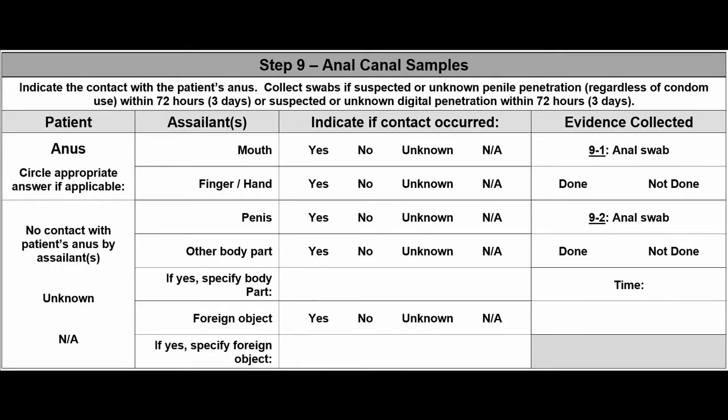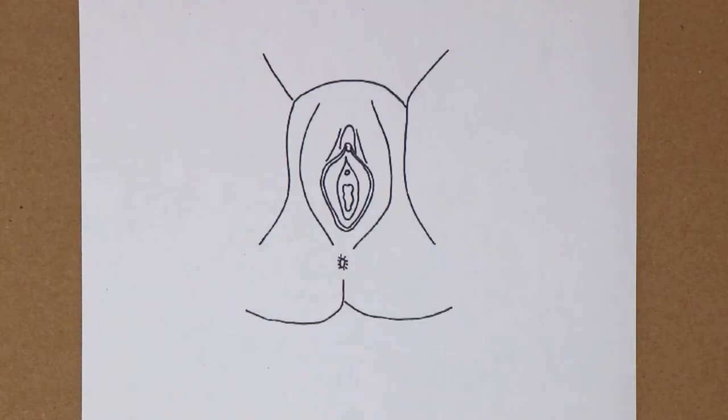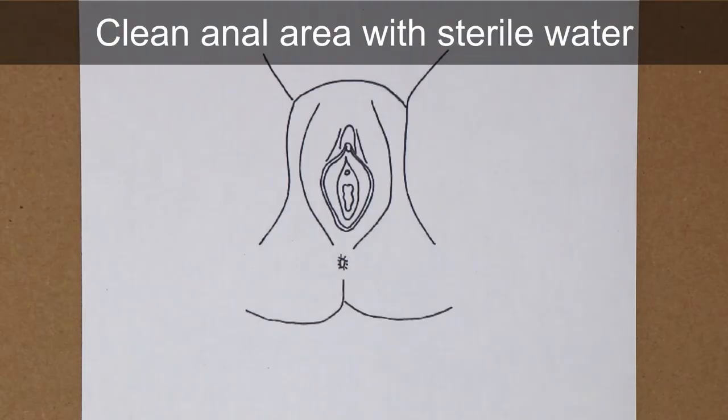Step 9, anal canal samples. The paperwork for the anal canal samples asks a series of questions that details the nature of contact between the patient's anus and the assailant. If penile penetration or digital penetration has been reported, the swab should be collected within 3 days or 72 hours. The external anal area should be cleansed in advance of sampling with sterile water. This can be achieved using sterile gauze.